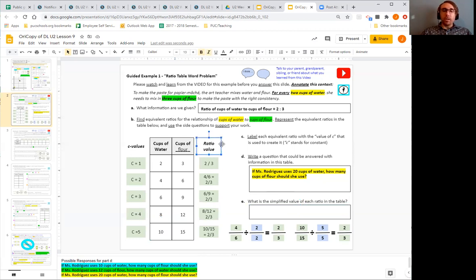Well, the simplified value is the ratio value here, and it's the simpler version of each one. So all ratios have the simplified value equal to 2/3. So all of them equal 2/3 once you simplify them. They might not look like it at the beginning, but they all simplify to 2/3, and that's super important for ratio tables, that they all have the same simplified ratio value.